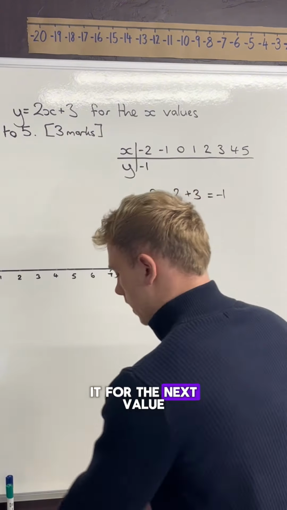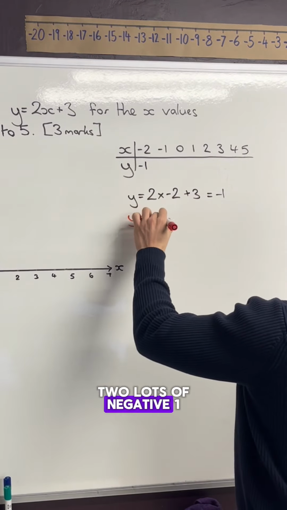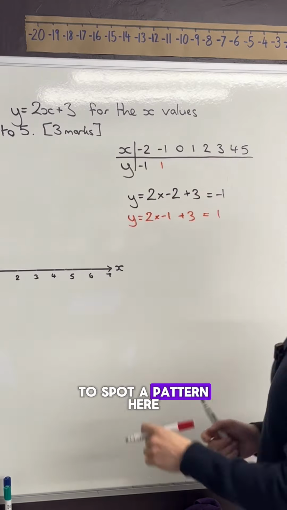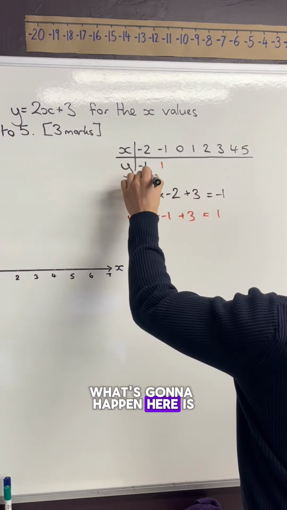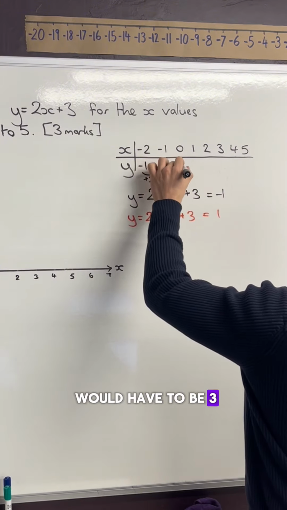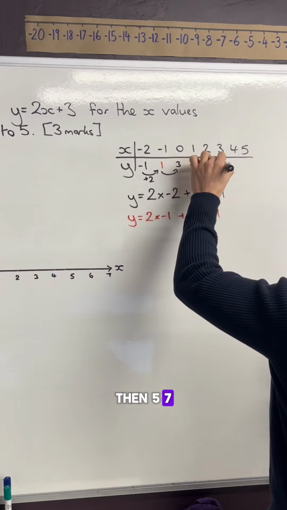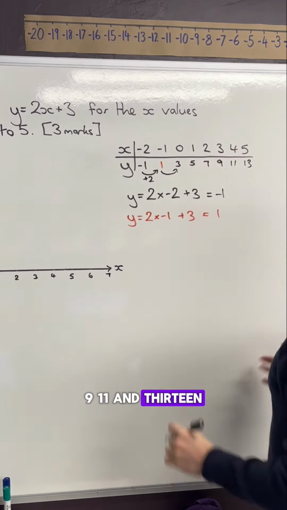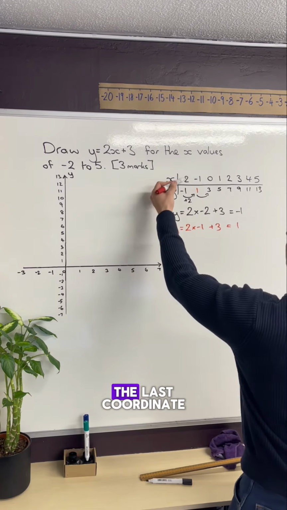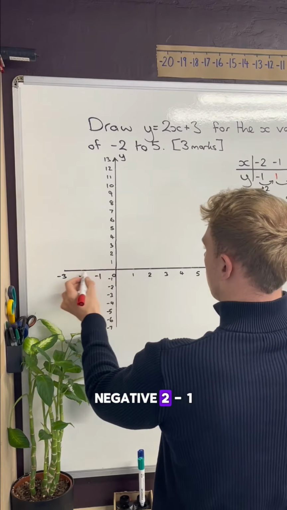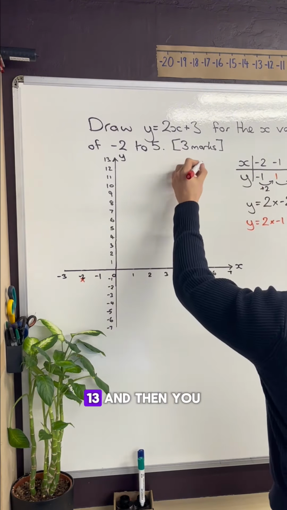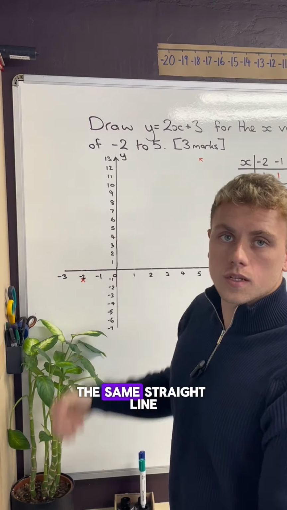If we then did it for the next value, so it's going to be 2 lots of -1, add 3, gives you +1. You should be able to spot a pattern here with the numbers. The pattern is adding 2 each time. So the next number would have to be 3, then 5, 7, 9, 11, and 13. Then you can plot those coordinates. To make this quicker for me, I'm just going to plot the last coordinate, -2, -1, and the final coordinate, which would be 5, 13, and then you would draw again the same straight line that we drew before.